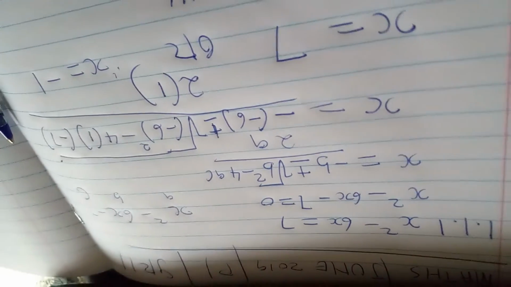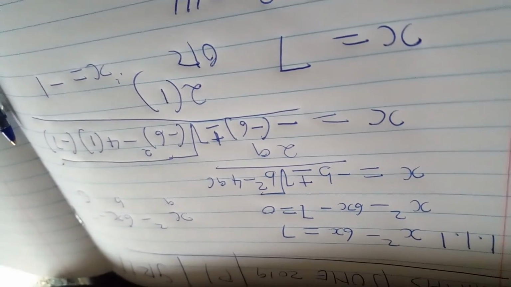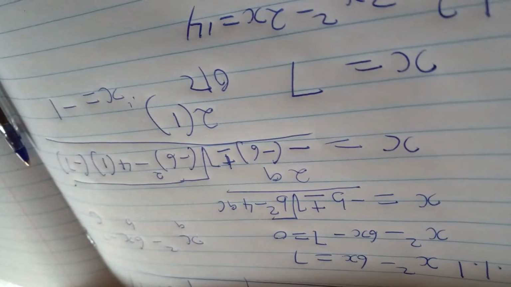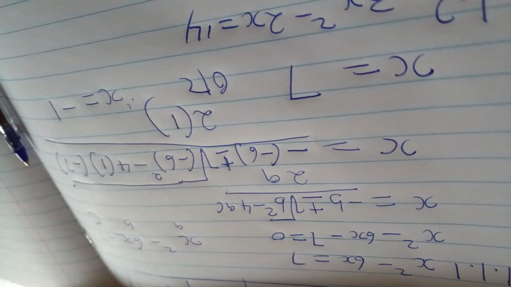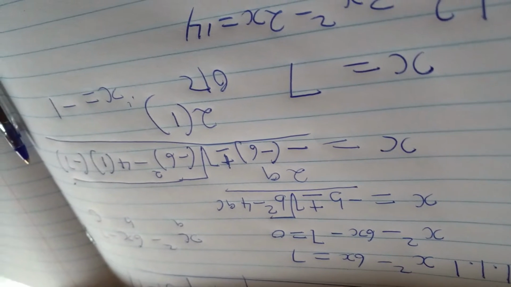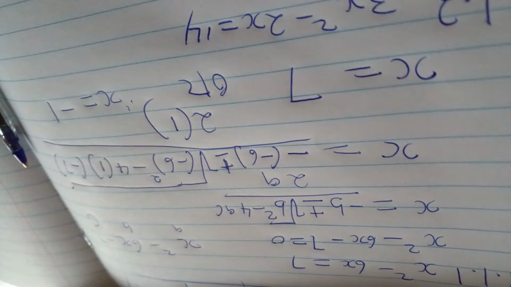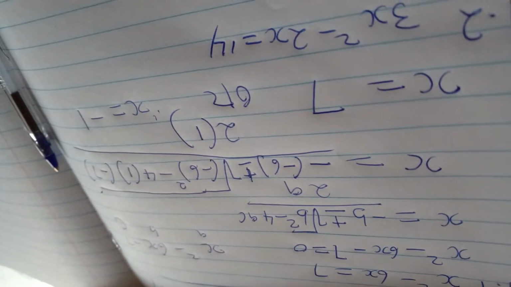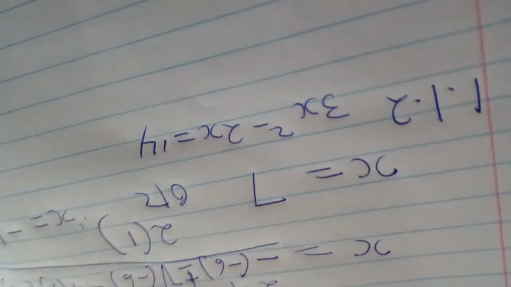I was solving the first value there, which is x squared minus 6x minus 7. I worked it out and set x squared minus 6x minus 7 equals 0. I took that 7 to the other side so that it can be a trinomial equation. Then I used the quadratic formula there and I got two values. Let's go to the second one.